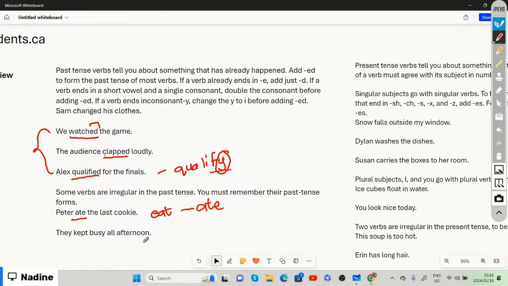The word changed. We didn't add ed, we didn't say the y falls away and we add ied, or we just added d. They kept busy all afternoon. So kept, right? And the present tense of kept is keep. And there we have kept. So as you see, the wording changes.